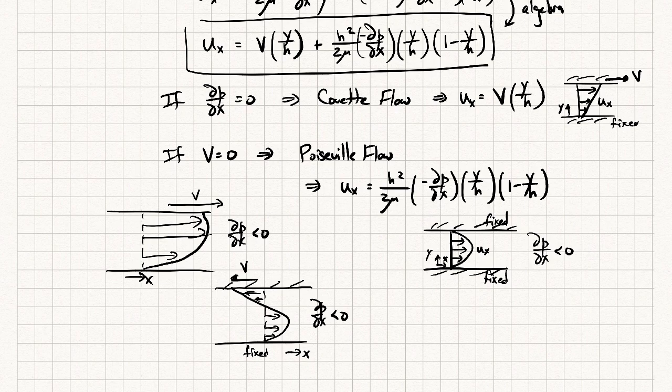But if we just say you have a Couette flow, that means the pressure gradient's 0 and it's only being driven by the boundary. If we say that you just have a Poiseuille flow, it means that the boundaries are fixed and it's just being driven by a pressure gradient.